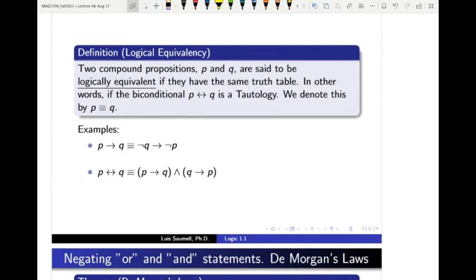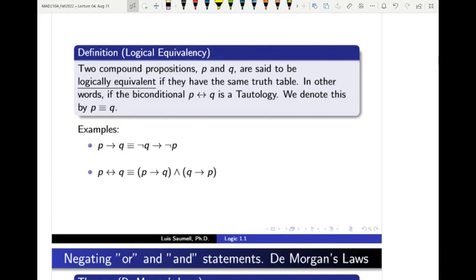When is a biconditional true? When P and Q have the same true or false value. When they are the same. And that's exactly what being logically equivalent means. If P and Q have the same value, then this will be true. So if this happens regardless of the combinations of all the components, this is a tautology. So logical equivalence means that when you form the biconditional, you get a tautology.